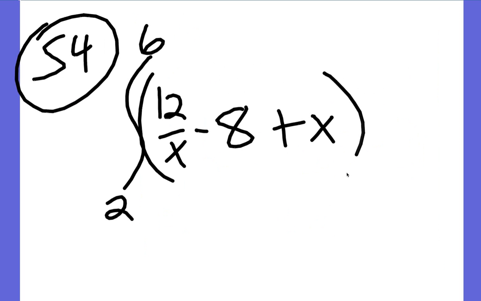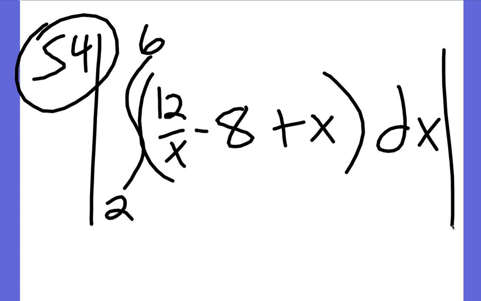All of that dx. Don't forget your absolute value bars. Whatever you get, you have to take the absolute value just to make sure it's positive, because the area between the curves really is going to be positive no matter what, assuming you're doing upper minus lower. So how do you integrate this?